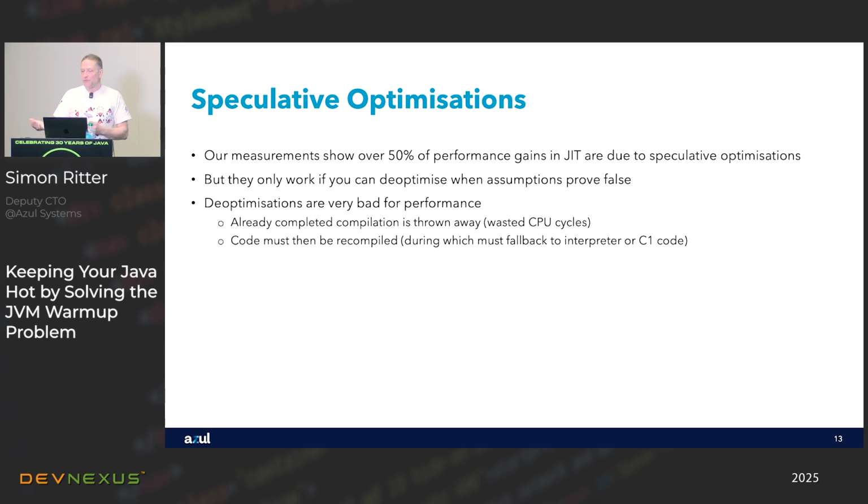De-optimizations are very bad for performance, so what we really want to do is avoid them as much as possible. Because if we de-optimize, we're throwing away code we've already compiled, we've then got to use the CPU again, we're going to compile that code again, the bigger the method, the longer that takes, and so on.